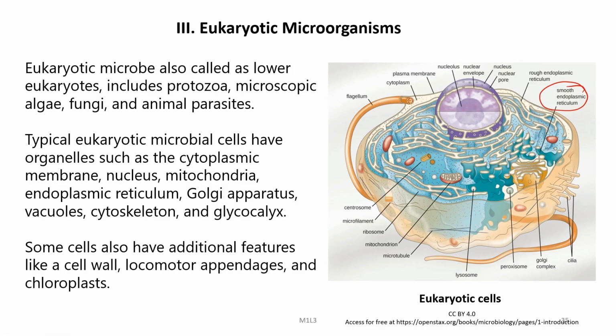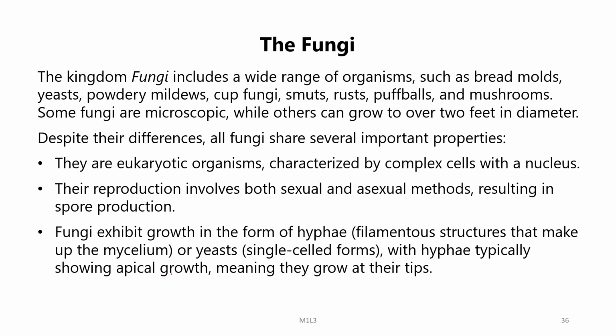Now, eukaryotes may exist in microscopic form. These eukaryotic microbes are called lower eukaryotes, which include protozoa, microscopic algae, fungi and certain animal parasites. Typically, eukaryotic microbial cells have organelles as I have already discussed, such as cytoplasmic membrane, nucleus, mitochondria, endoplasmic reticulum, Golgi apparatus, vacuoles, cytoskeleton and glycocalyx. Some cells also have additional features like cell wall, locomotor appendages and chloroplasts.